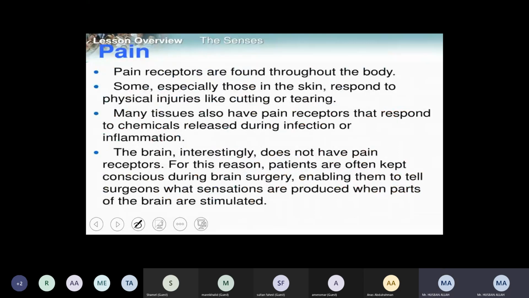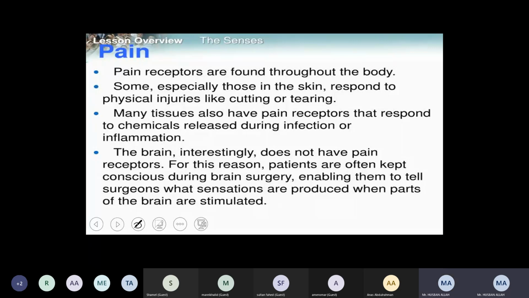Now the next point we have is pain. Pain receptors are found throughout the body, right? Some, especially those in the skin, respond to physical injuries like cutting or tearing. For example, if there is a cut or a tear anywhere, we feel the pain. We feel it on the basis of those receptors, which are pain receptors.